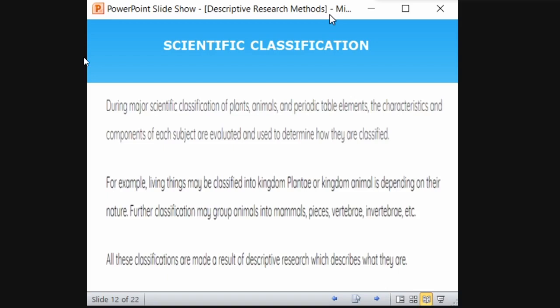For example, living things may be classified into kingdom plant and kingdom animal, depending upon their nature. If it is a tree, this is a plant. If it is a tiger, it is an animal. Depending upon their nature, they are classified. Further, animals are subdivided into mammals, amphibians, vertebrates, invertebrates, etc. Similarly, humans are further classified into male and female. So all these classifications are made by descriptive research only, right? That describes in detail what they are.